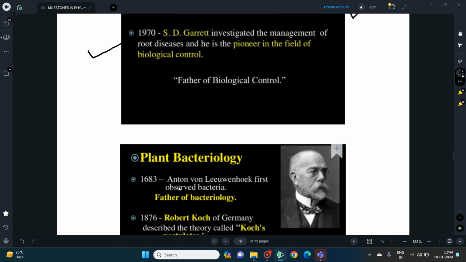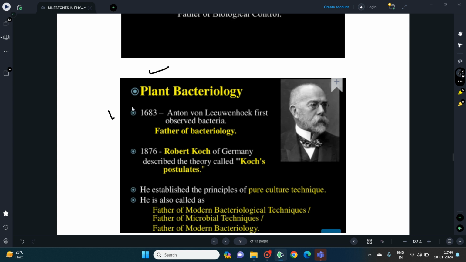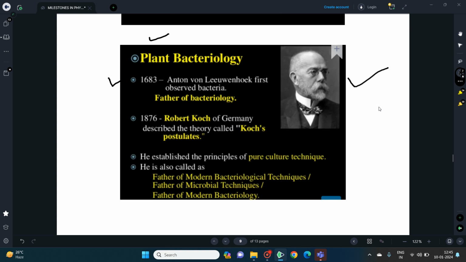Then we will come to the next topic, plant bacteriology. We will see the history one by one. In 1683, Anton van Leeuwenhoek first observed bacteria, and he is called the father of bacteriology. In 1876, Koch's postulates were described.